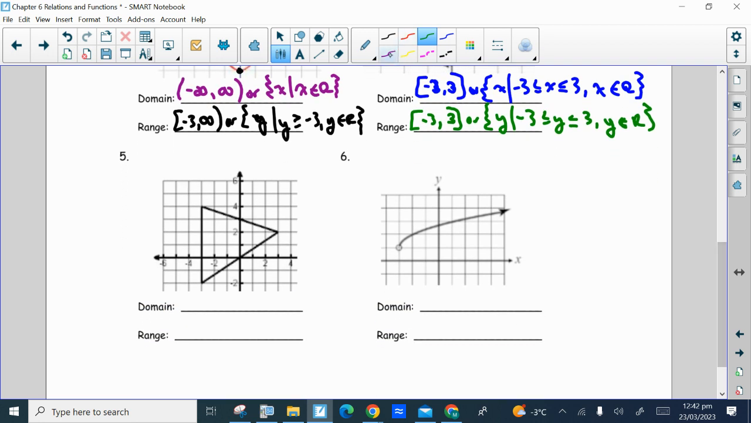Number 5. So you got a graph of a triangle there, but it doesn't change the way we get our domain and range. For our domain, we want to know how far to the left the graph goes. So the furthest point on the left is negative 3, and the furthest point on the right is positive 3. Same as the last example. So set notation would look the same as well.